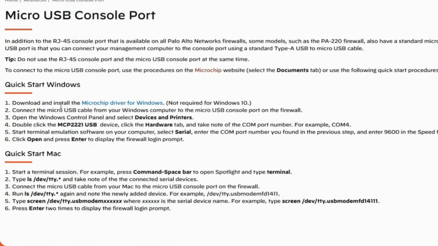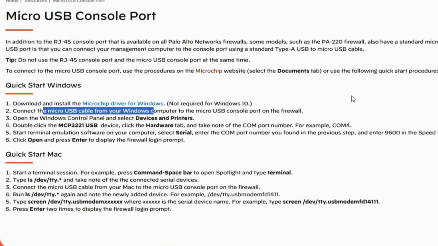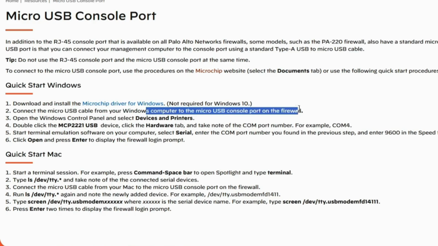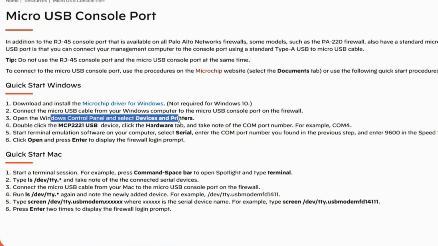And the next thing is to connect the micro USB cable from your Windows computer to the micro USB console port on the firewall. Then there are steps on how to check the control panel and select devices and printers. You don't have to do that. Basically, this is how to find the console port, the COM port, of the serial connection.